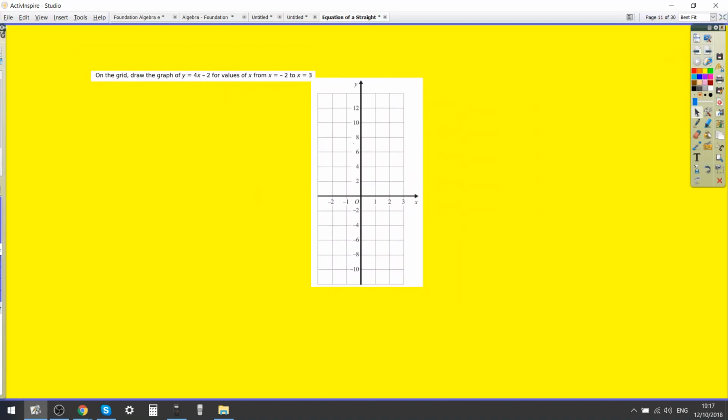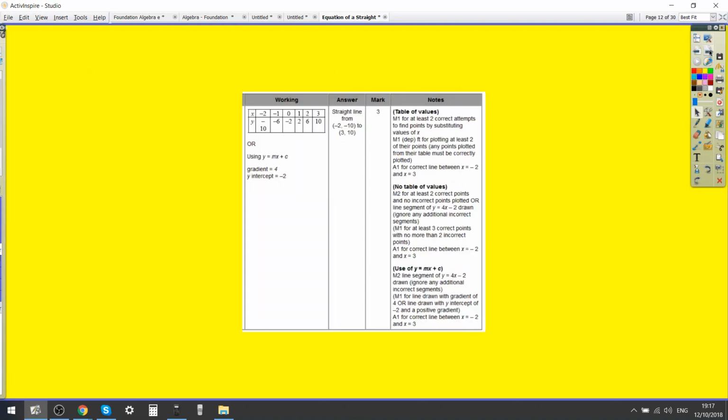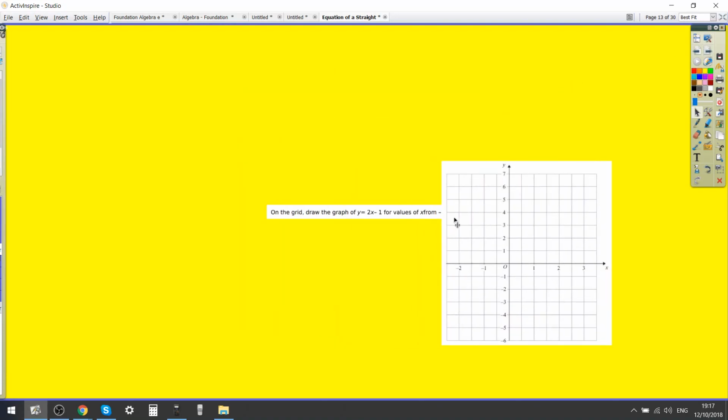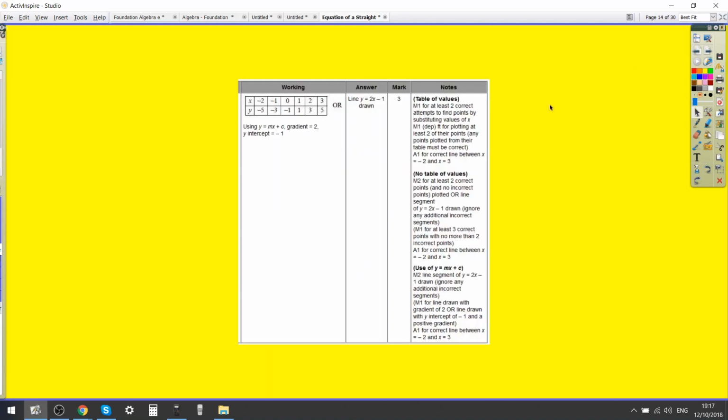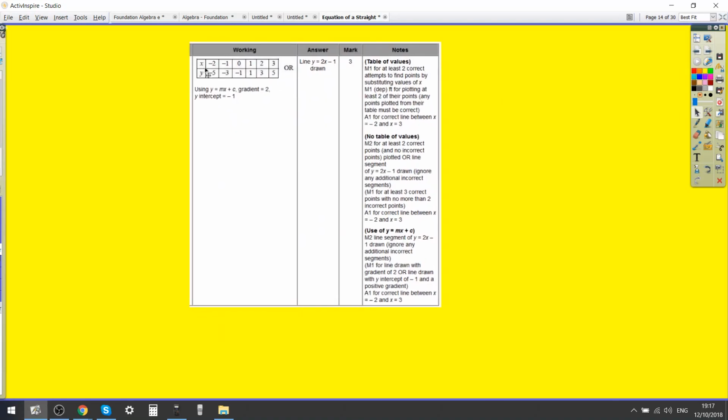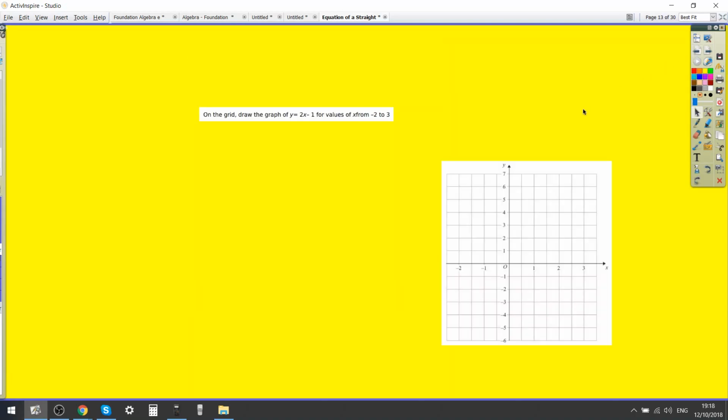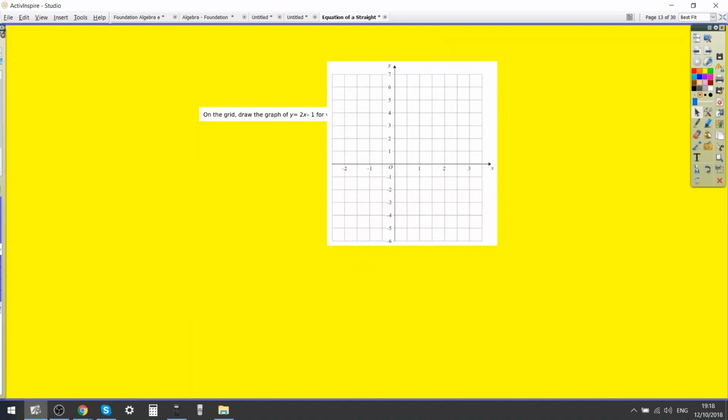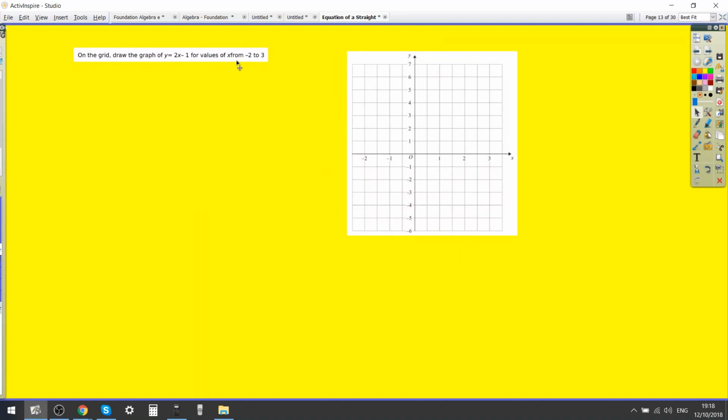Different numbers. This time you times by 4 and then take away 2. Same thing. And you can see on the mark scheme, they have lots of different methods. One is the table of values. One is the first and last point. And then another way you could do it. Let's take this one.